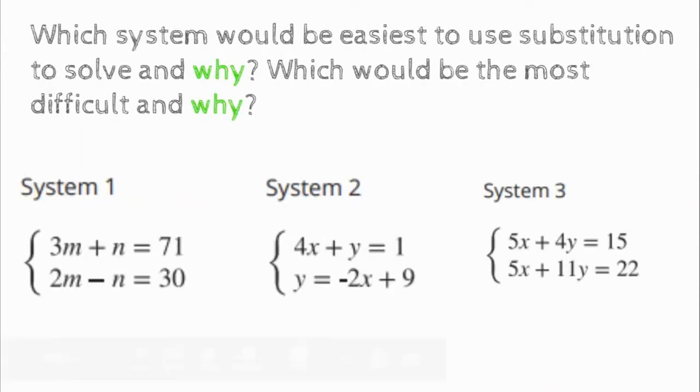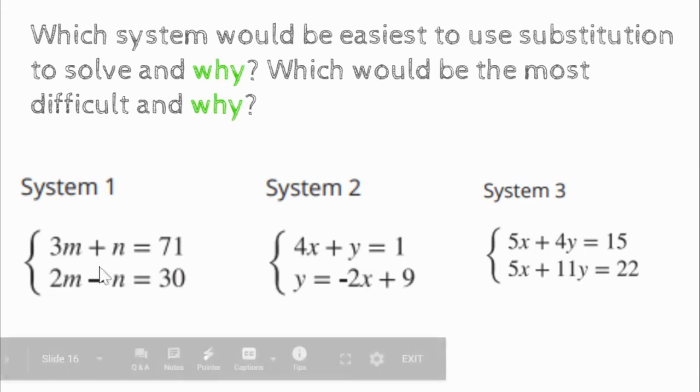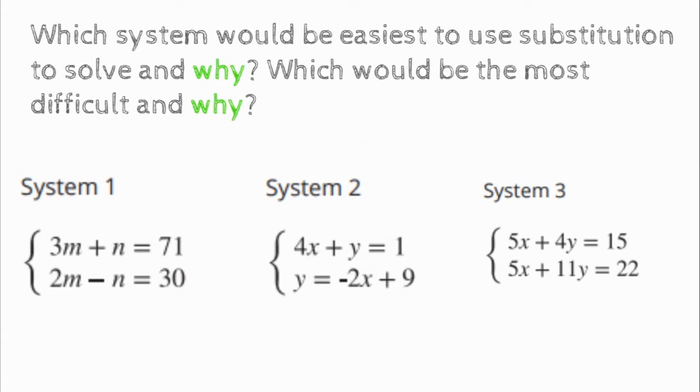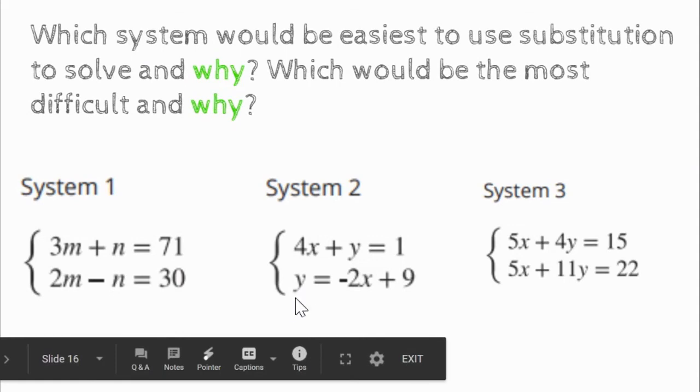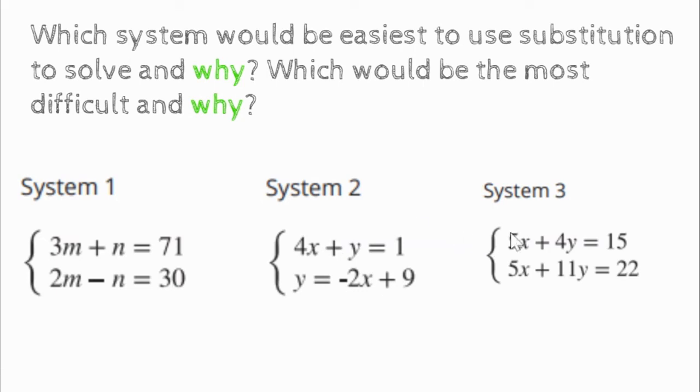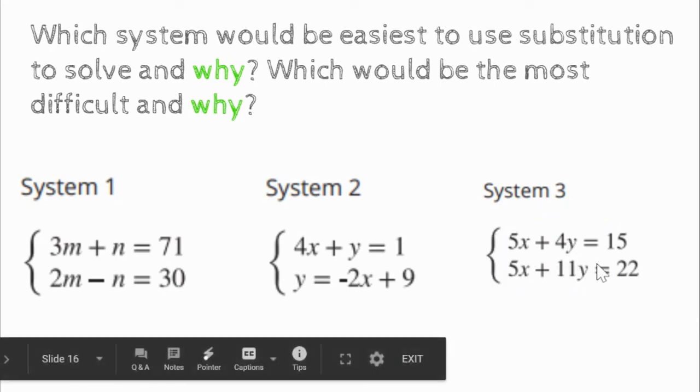Sometimes substitution isn't always the easiest way to solve a system of equations. Which one of these systems would be easiest to use substitution to solve, and why? Which would be the most difficult, and why? The system that would be easiest to solve would be system 2. We already have a variable that's isolated, so all we would need to do is substitute in negative 2x plus 9 for y, and then solve for x. The system that would be most difficult to solve would be system 3. There's no isolated variable. Each variable has a coefficient. It would take a lot of rearranging to get this where it needed to be to use substitution to solve.